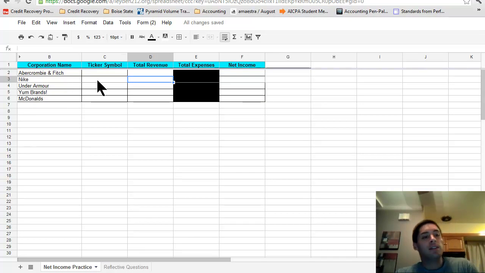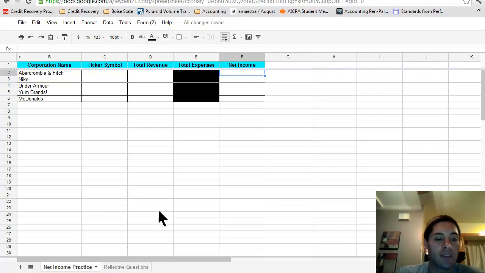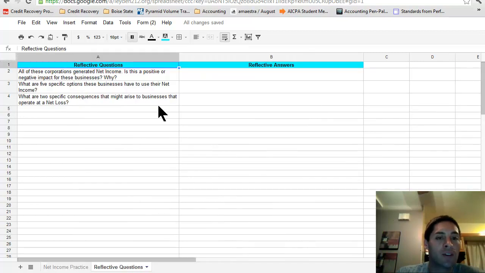Okay, now here's your assignment. What you need to do is search for the ticker symbols or nicknames of the following 5 companies. You're going to research how much revenue they made, and you're not going to look at expenses. It's a little complicated, so we're going to skip that for now. And then you're going to type in here what that company's net income is. Okay, because we know that revenue minus expenses results in net income. All right, when you're done with this page, you're going to go down to page 2, and you're just going to answer some simple reflective questions.